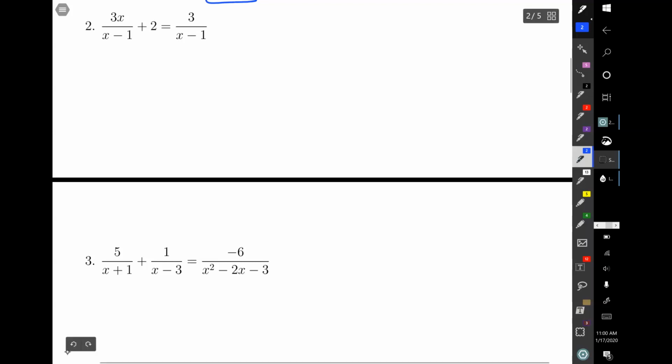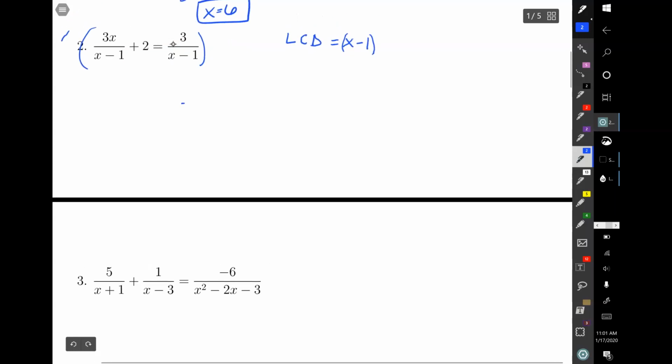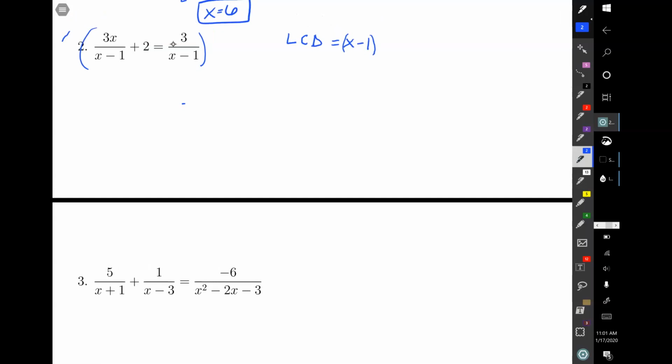That is 3x in the numerator over quantity x minus 1 plus 2 equals 3 in the numerator divided by quantity x minus 1. So on this one, the lowest common denominator is x minus 1. So I'm going to want to multiply the entire equation by x minus 1 and distribute it.